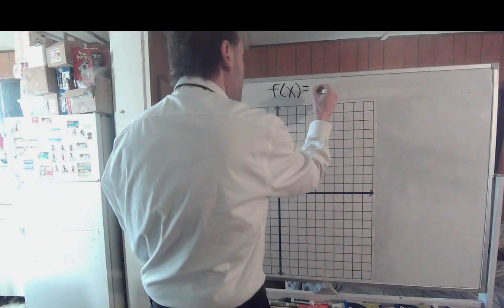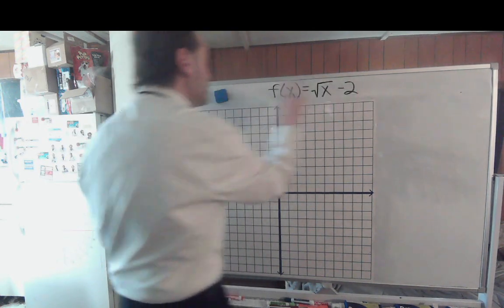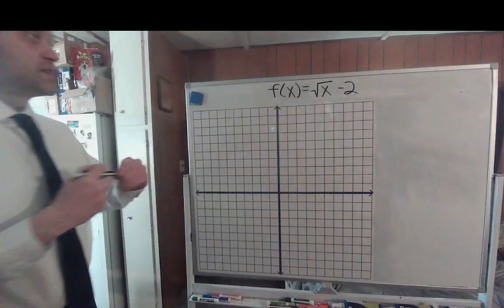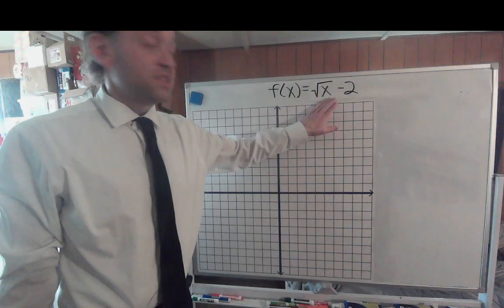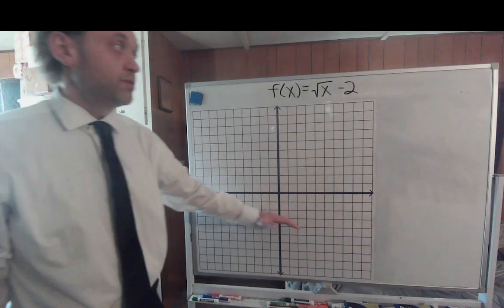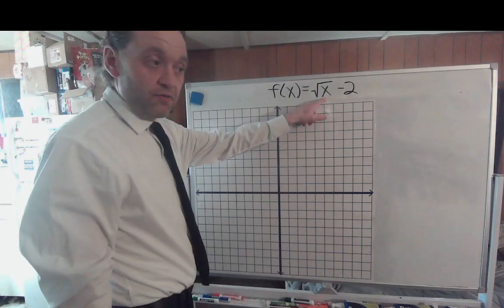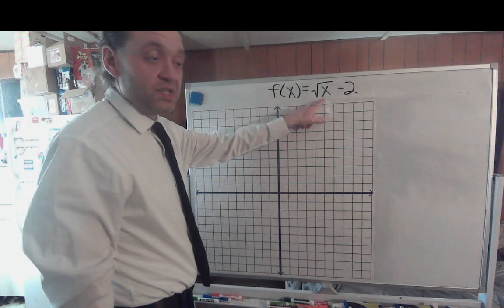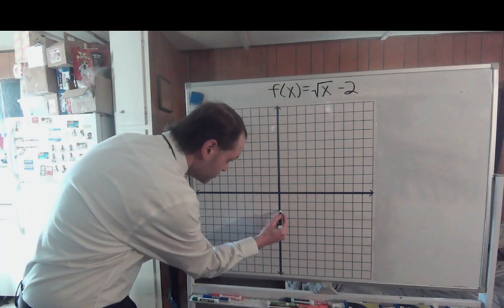This time we have f of x equals the square root of x minus 2. Since the minus is outside of that square root operator, this means I'm shifting downwards 2 units. Okay, so let's say I take 0 for my x. The square root of 0 is 0, then subtract 2, I would actually be at the point 0, negative 2, which will put me right there.